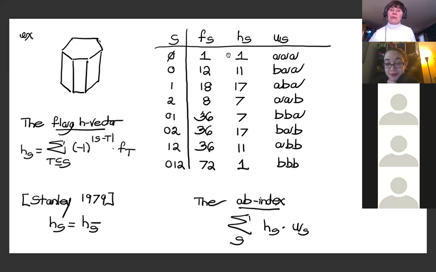And now with each of these numbers, we're going to make that the coefficient on the non-commutative monomial, this word in A's and B's that encodes the subset. And we add them up. This is called the AB index. All right, so let's write this down on the next slide. You're going to see on the next slide this 1 AA plus 11 BAA, etc. It's a mess. So far we say, okay, whatever.